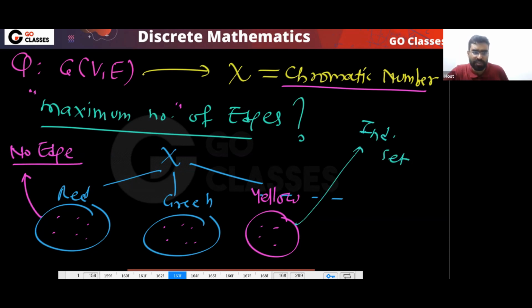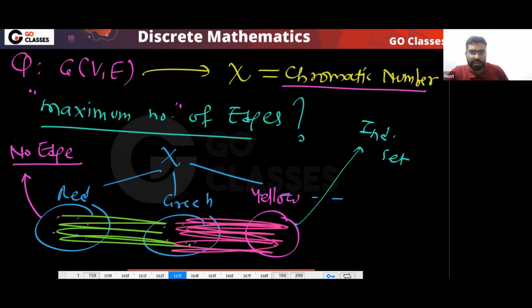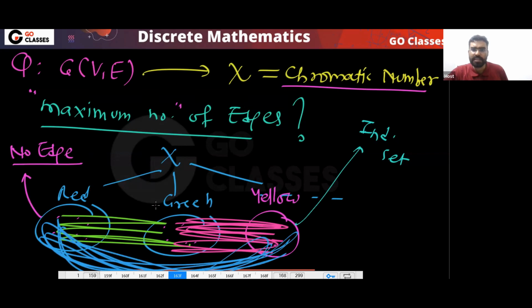So if you want the maximum number of edges, what you will do? Between every vertex of this and every vertex of this, there will be edges. This is what you will create. This type of situation you will create. Do you agree? Actually, we cannot find the number because we need the data: how many vertices are here, how many are here. But I am saying that to get maximum, this is what you can do.